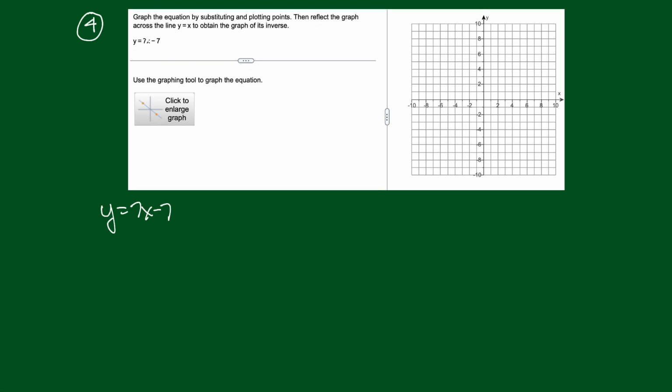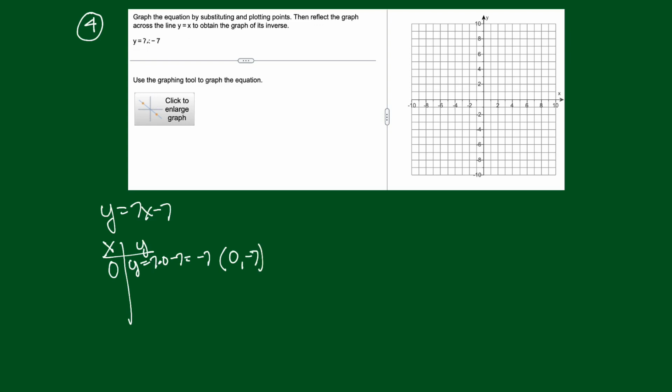So it's a straight line, right? It's linear, so I just need really 2 points. So how about this? Here's an x and a y. All right, how about when x is 0? Put 0 in here. What do we get? We'll get y equals 7 times 0 minus 7. We'll get negative 7. So here's a point on the curve itself: 0, negative 7. So what's on the inverse?